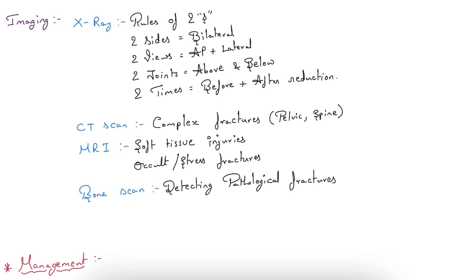Next, CT scan. If there is any complex fracture, that means we want to see the surroundings of the bone or vertebra, at that time we have to do a CT scan. In CT scan, mostly we do it for pelvis and spine. Okay, next MRI scan. If any soft tissue injuries have occurred or you are seeing stress fractures, at that time we have to do MRI for ligaments, soft tissue, tendon, these types of things.